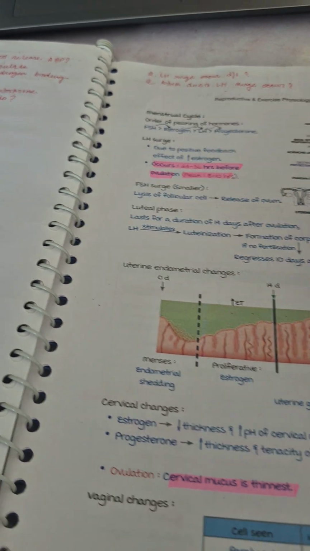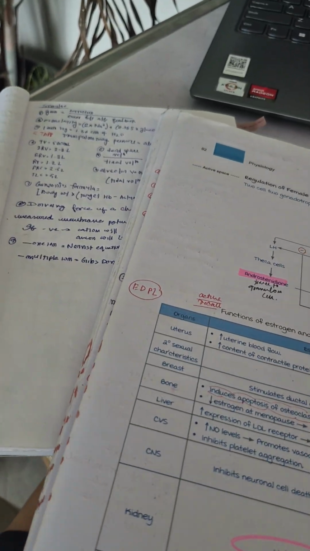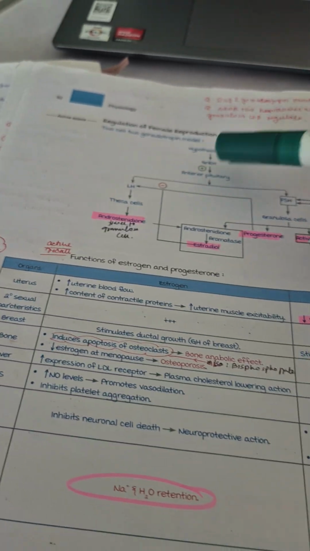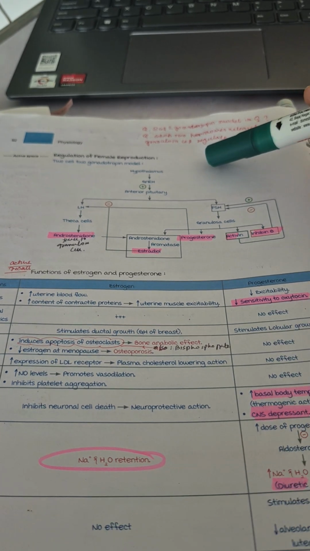The LH surge occurs 24 to 36 hours before ovulation. LH peak is 8 to 10 hours before ovulation. During ovulation, cervical mucus is the thinnest. Then the two-cell, two-gonadotropin model for female.